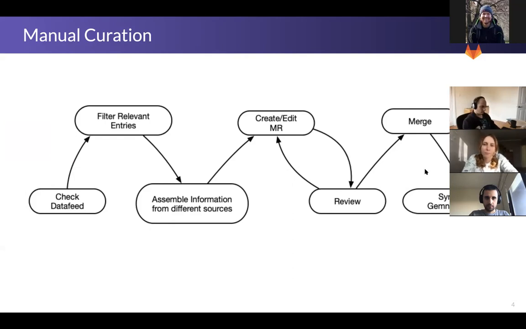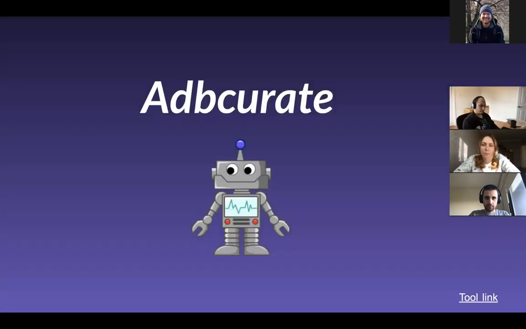Today's presentation is mostly about optimizing everything up to the point where things are getting merged into the GitLab advisory database. The tool I've been working on during the last couple of weeks, I called it adbcurate, ADB for advisory database. You find the tool link on the bottom right. The link to the slides is provided in the Google Calendar entry.